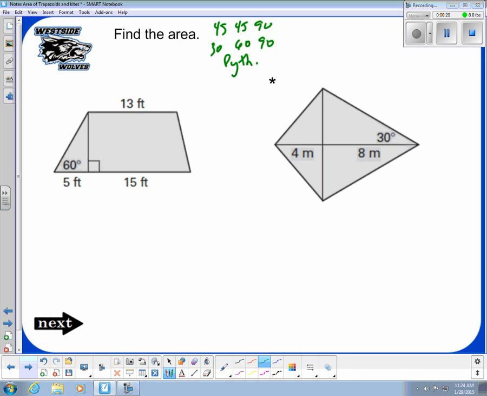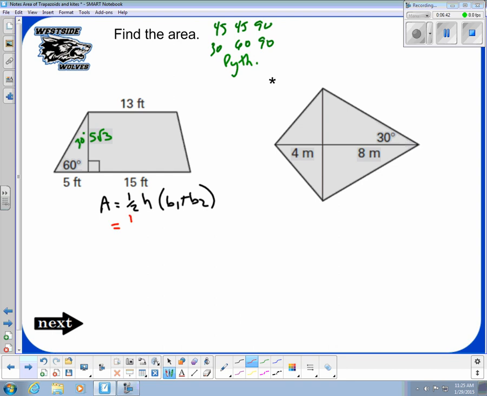So if this 5 here represents my short leg, then my long leg is going to be that short leg times the square root of 3. So this is 5 square root of 3. We need that height there because this is a trapezoid. So we start off with our formula. Area is equal to 1/2 height times base 1 plus base 2. I go and pull my information out of there.